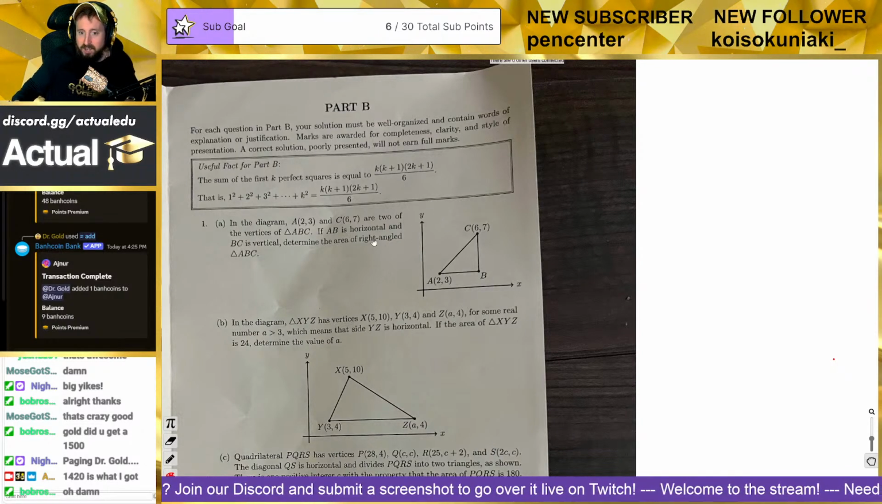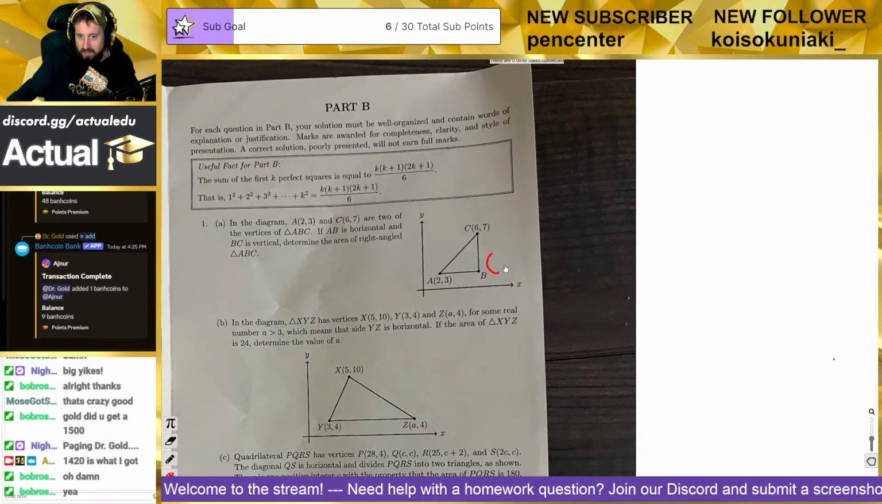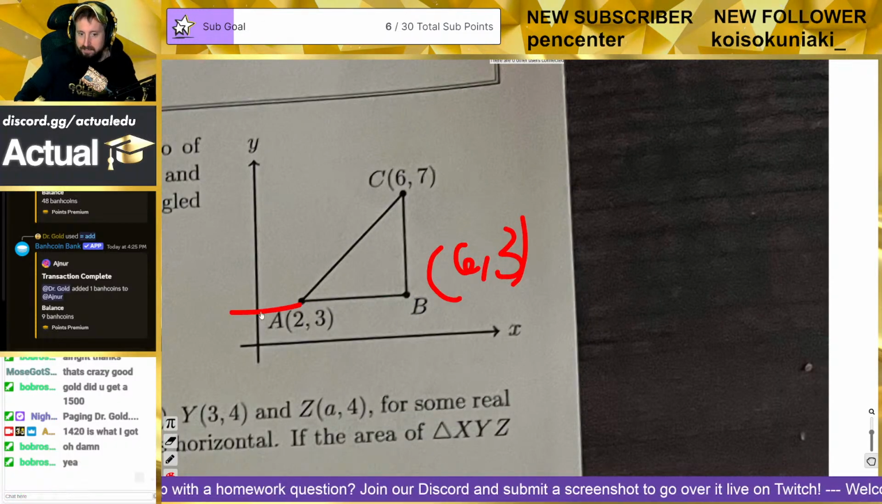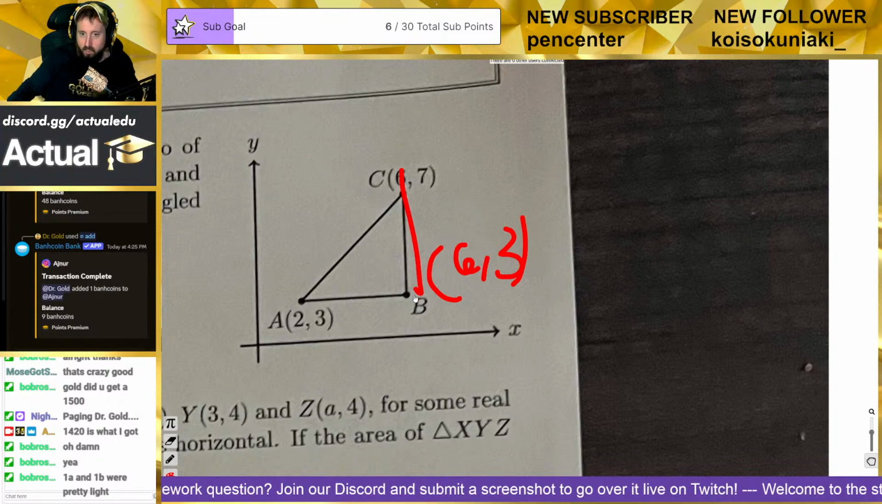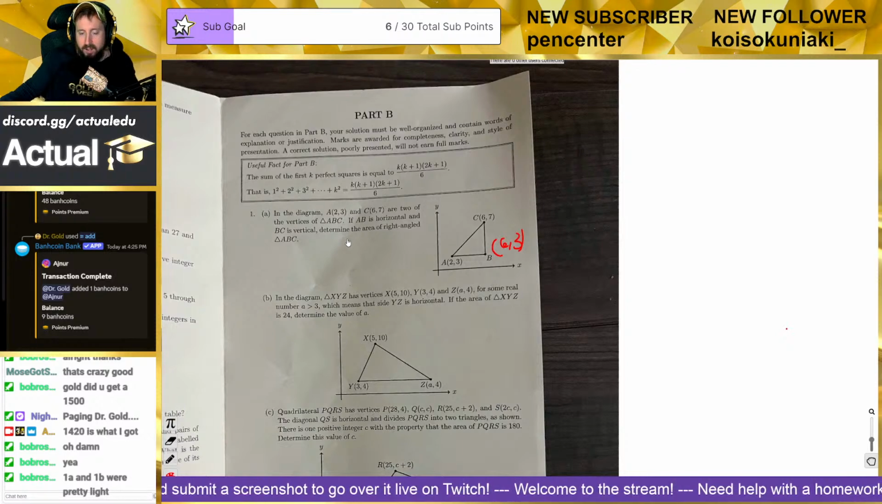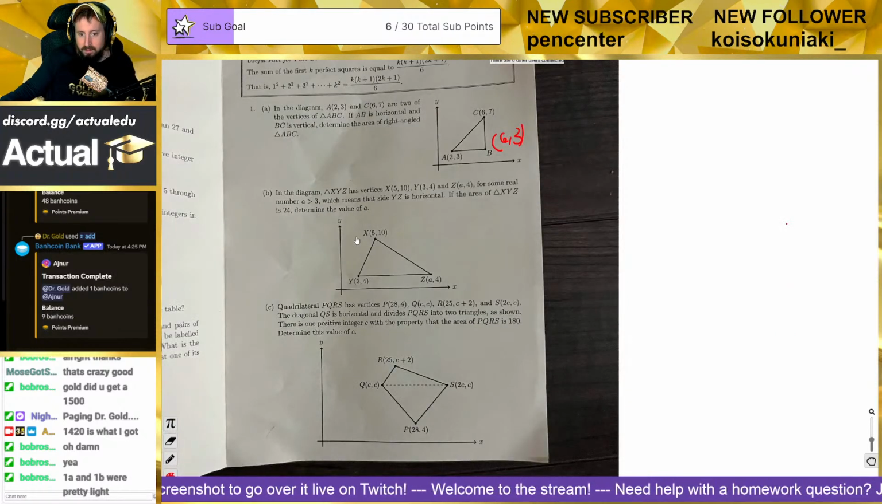Part A is easy because the area of a right triangle is just length times height times 1/2. And you know that this is just going to be 6,3, because it has to be the same height as this one, 3, and the same length x as this one, so 6,3. 1A and 1B were pretty easy. I mean, part B might be hard.